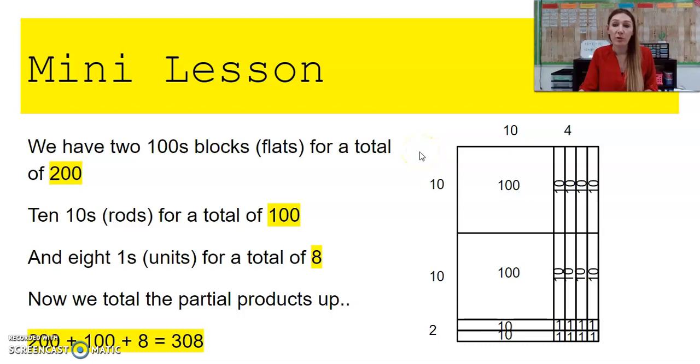So 8 units, 10 rods, and 2 flats. Now we total the partial products up. We total all of our parts, so 200 plus 100 plus 8 would give me a total of 308.